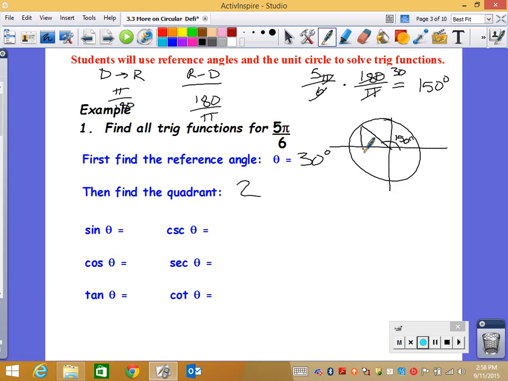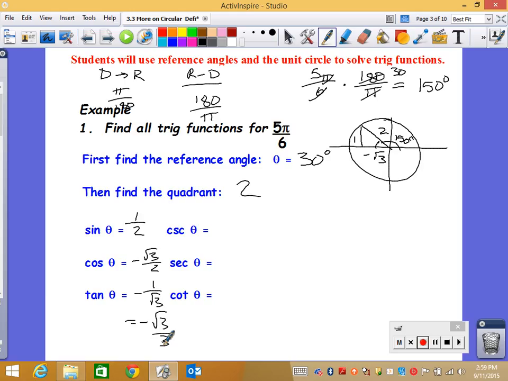Remember, the side opposite of my theta, or 30 here, is a 1, making the hypotenuse 2 and the x a negative root 3, since we're in the negative x direction. So now to find sine of our theta, we take opposite over hypotenuse, so 1/2. Cosine will be a negative root 3 over 2. Tangent is a negative 1 over root 3, but remember we have to rationalize that. So we get negative root 3 over 3.